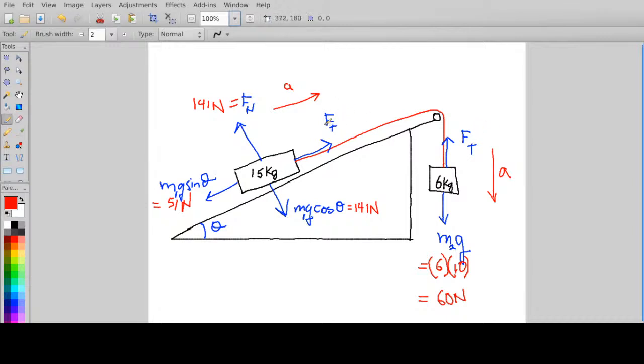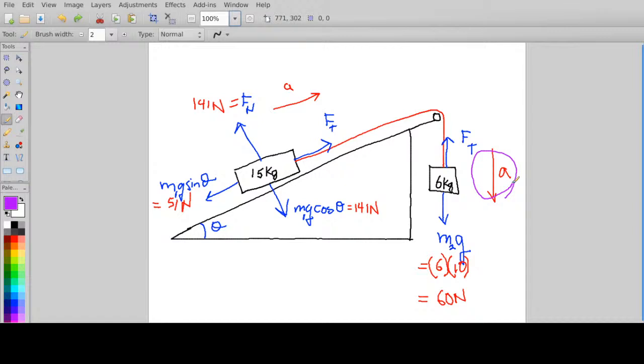We don't have to put a question mark there, but this one here is a question mark, and this one here is a question mark so far. But we do know that that 60 newtons has to be bigger than Ft. Why? Because take a look.